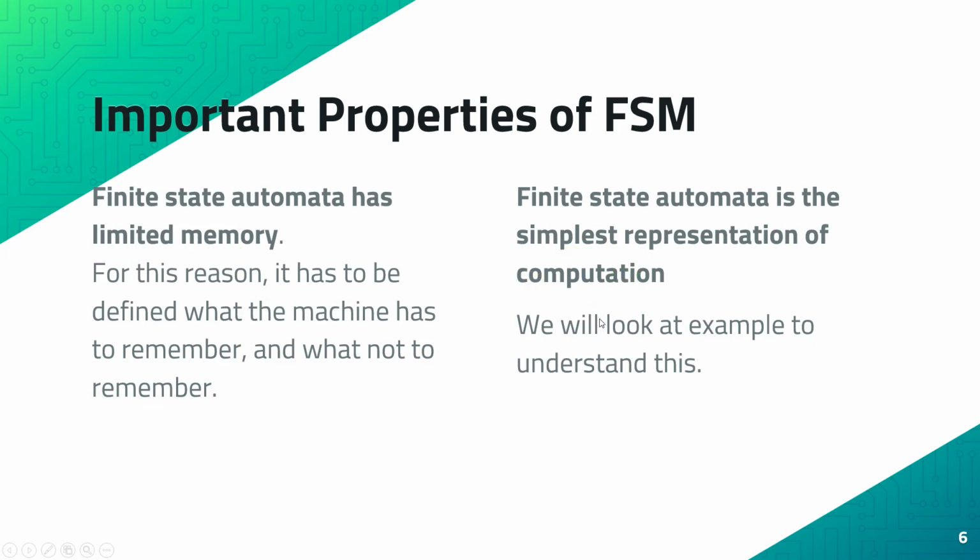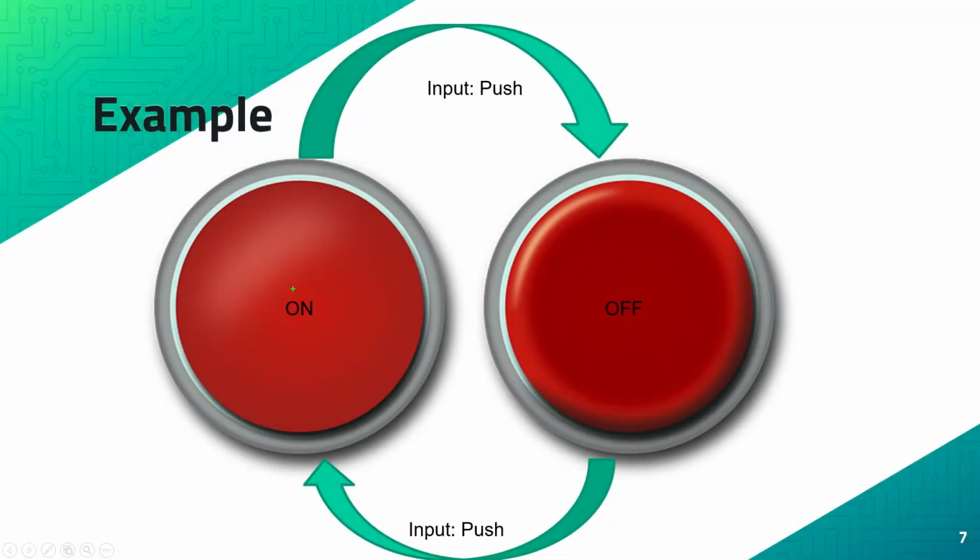Now let's look at an example. So let's say this is a button, an electrical switch button. When you push it, that is when you give an external input of push, if it is on, it will turn off, correct? And if it is off and you give the input of push, it is going to turn on. So based on the external input, that is push, the control is going to move from the off state to on state and from the on state to off state. And the switch has to remember in which state it is.